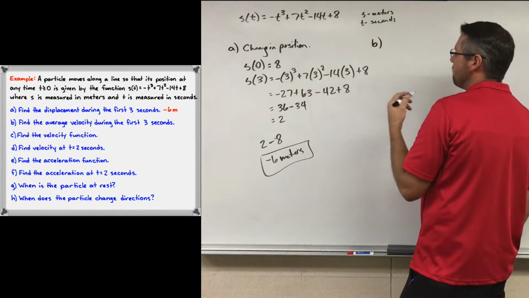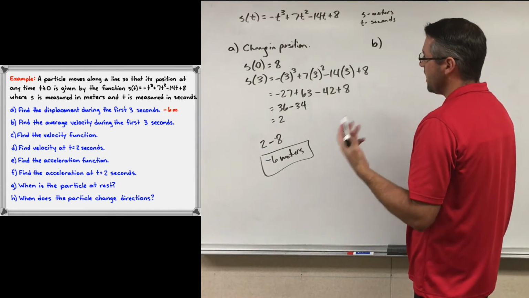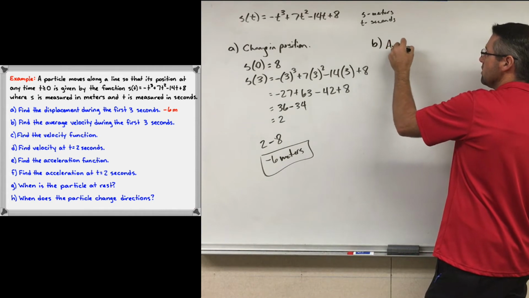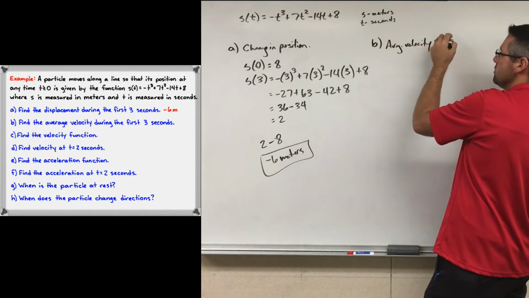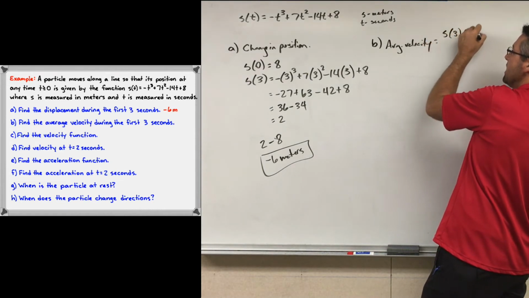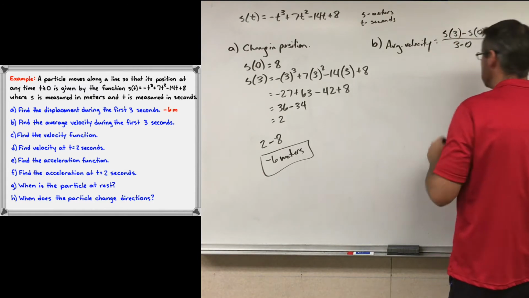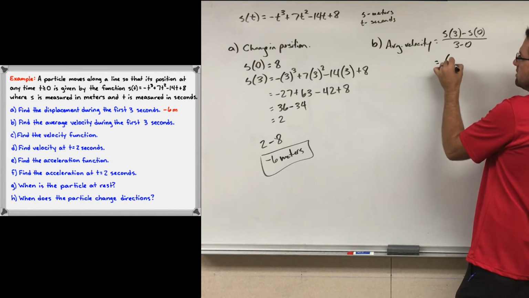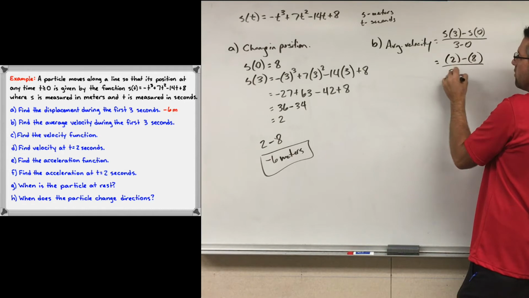Well, remember the average velocity is just the slope. It is the rate of change over that interval. So what we need to do, average velocity is equal to, over the first 3 seconds, s of 3 minus s of 0 over 3 minus 0, right? The average rate of change. Well, we already kind of did all the work over there. S of 3 is 2 minus s of 0 is 8 over 3 minus 0.